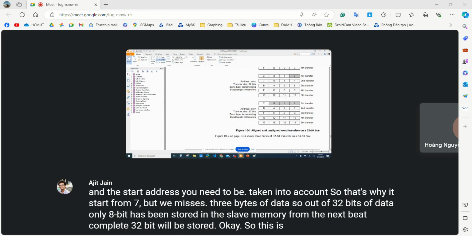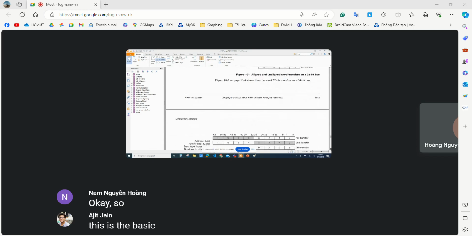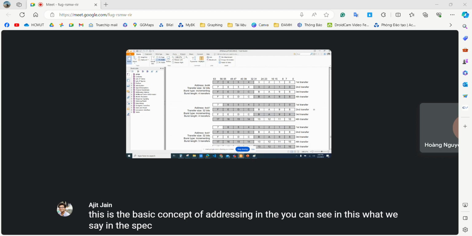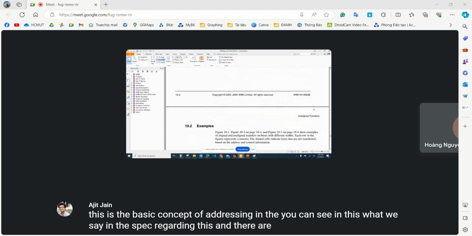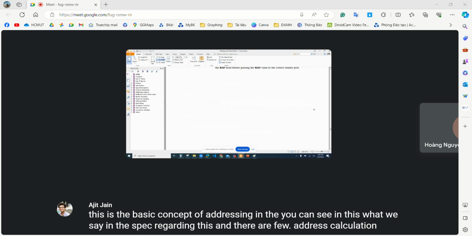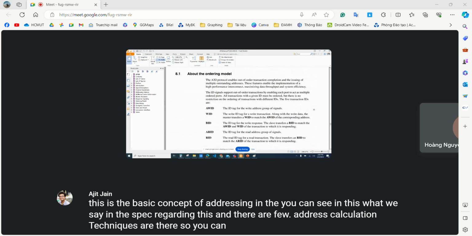Okay, so this is the basic concept of addressing. You can see in the spec regarding this, and there are few address calculation techniques as well, so you can do that.